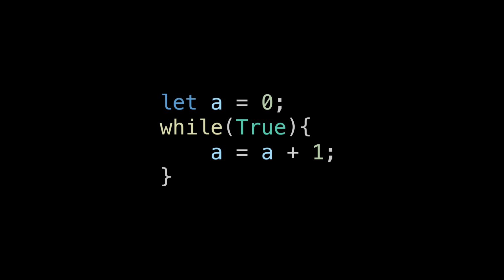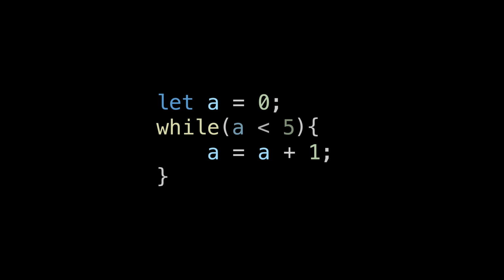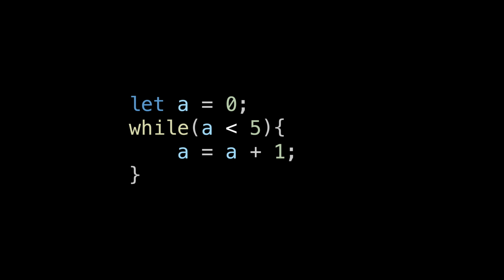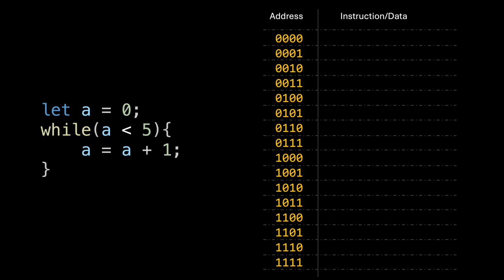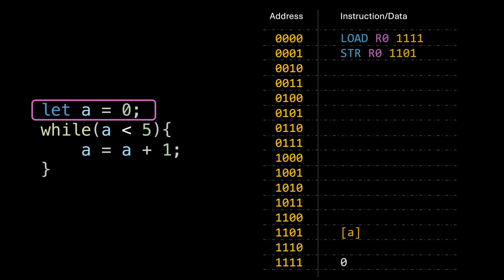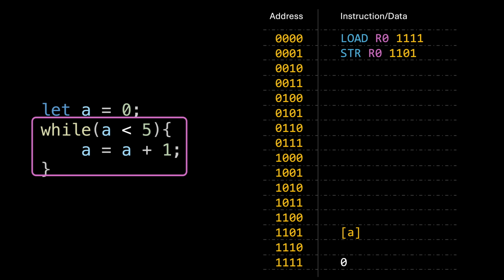Let's create a while loop, but this time we'll add a condition so it won't run indefinitely. Once again, we're going to manually compile this program. The first line of code involves loading a constant value and storing it in the address where a variable resides. But this time we can't just start executing the lines inside the loop and then jump back, because now we have a condition to check.